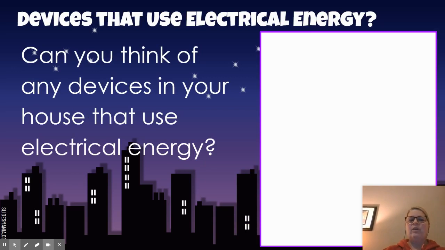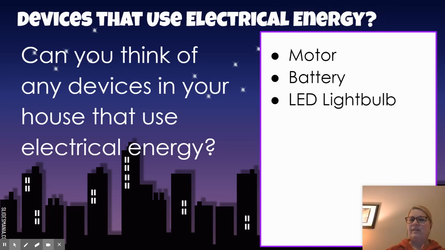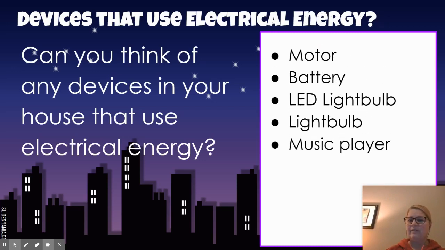Okay, so which ones used electrical energy? The motor. Electrical energy had to come into the motor before it could put out some energy. The battery. The battery had to have electrical energy as an input. The LED light bulb had electrical energy as an input. The regular light bulb, the music player, and the heater. All of these devices from our sim had electrical energy as an input.